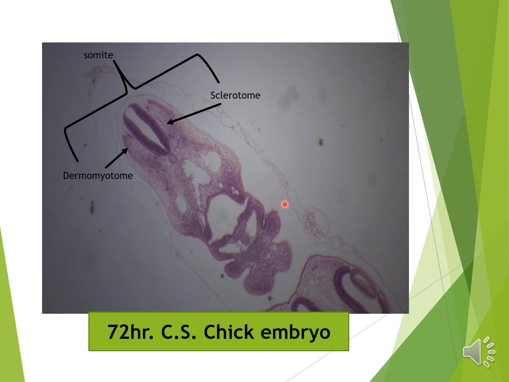In the next slide, transverse sections, 72 hours in the chick embryo. These sections show more differentiation of the somite from the paraxial mesoderm. During the fourth week, each of the somites has two parts.